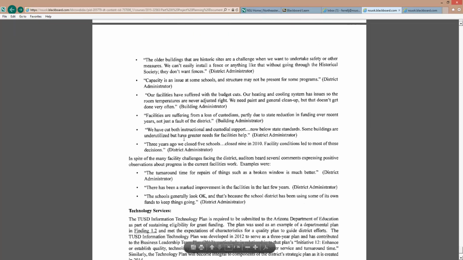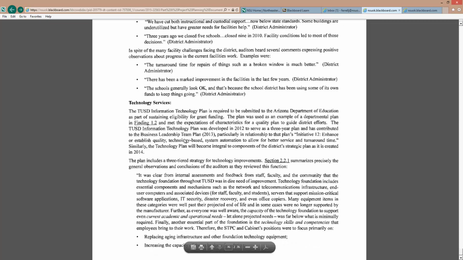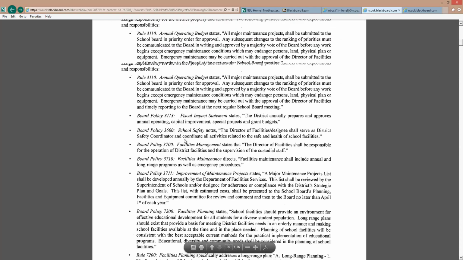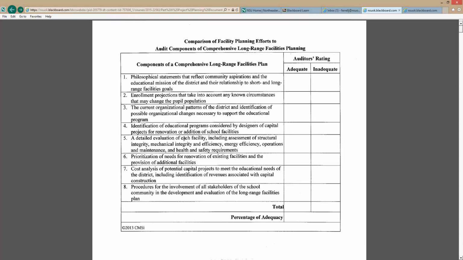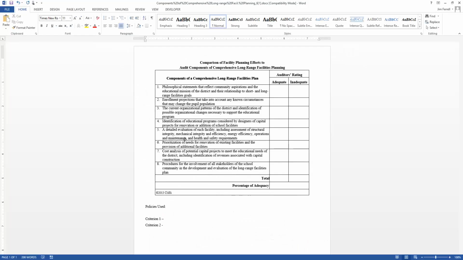And so those are just some examples of how to use that initial sheet, the 8 criteria. And once again, what you're going to do is give me a list of the policy you used to determine whether these 8 criteria were met. And then under each individual criterion, I want you to explain to me whether you rate it as adequate or inadequate and explain why.